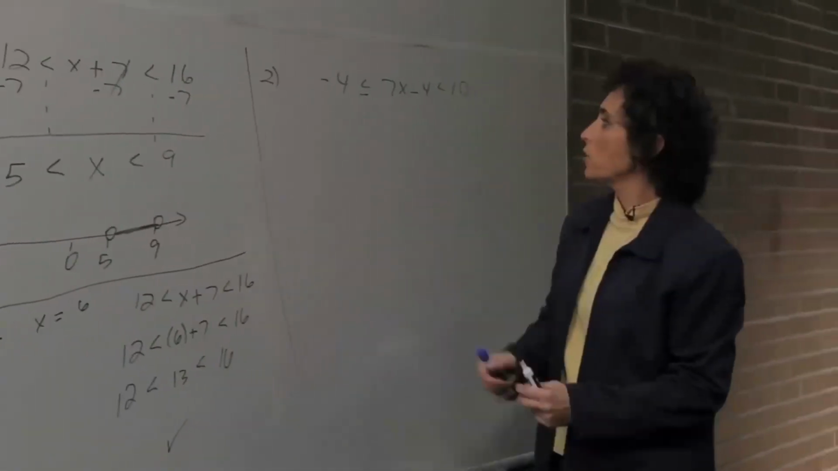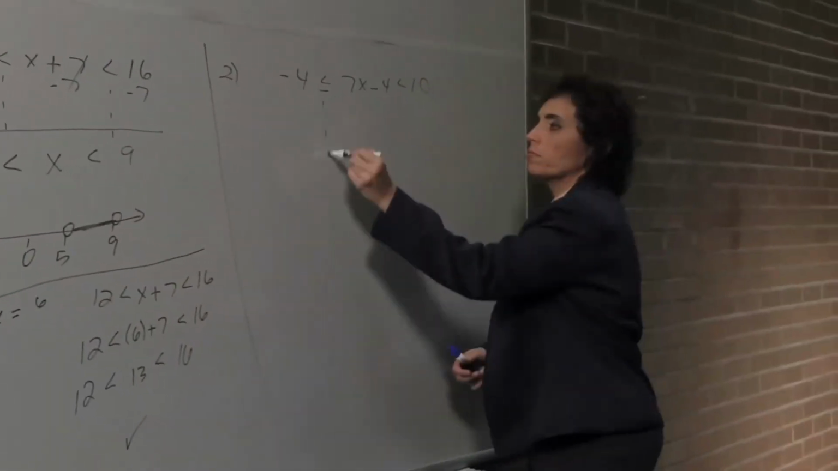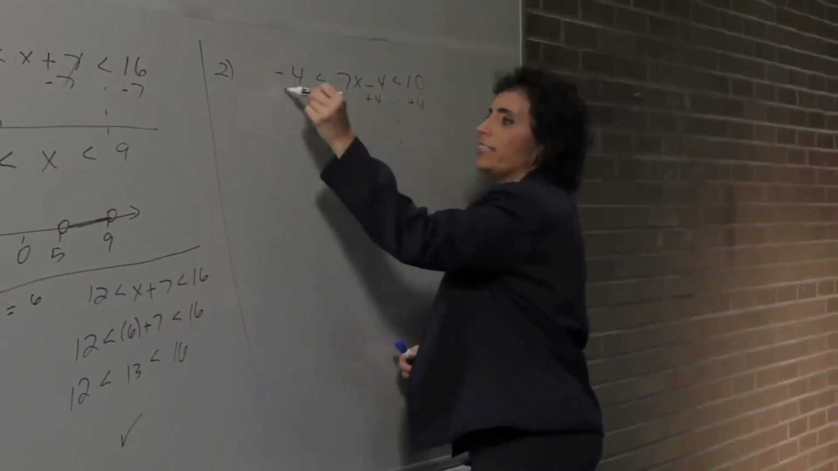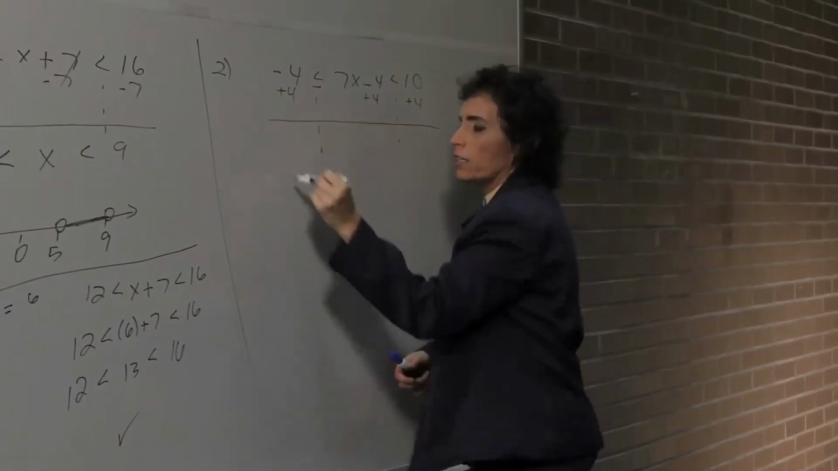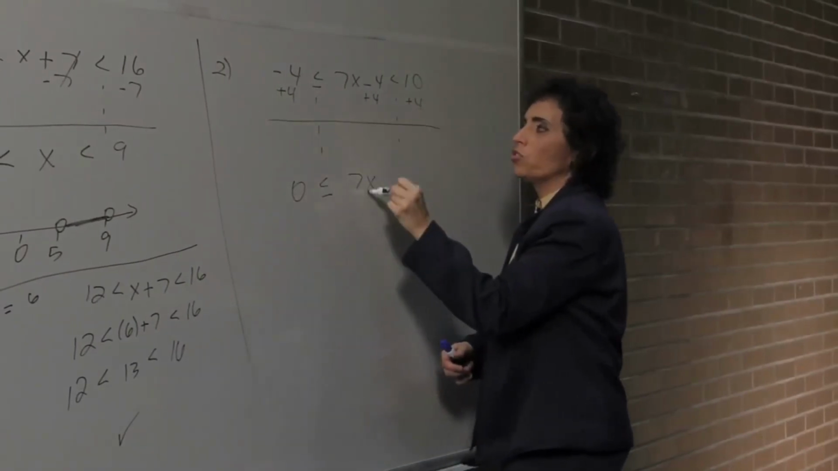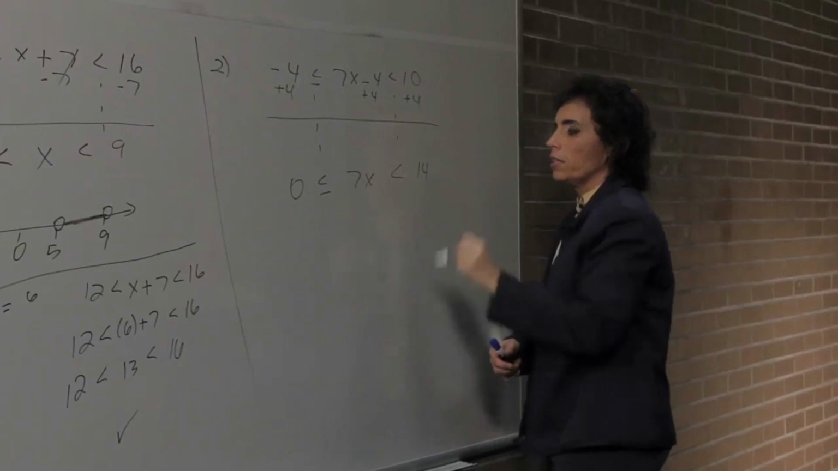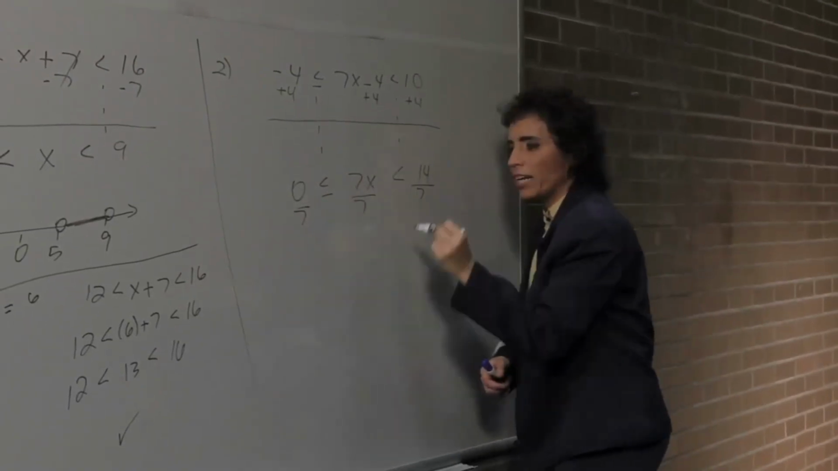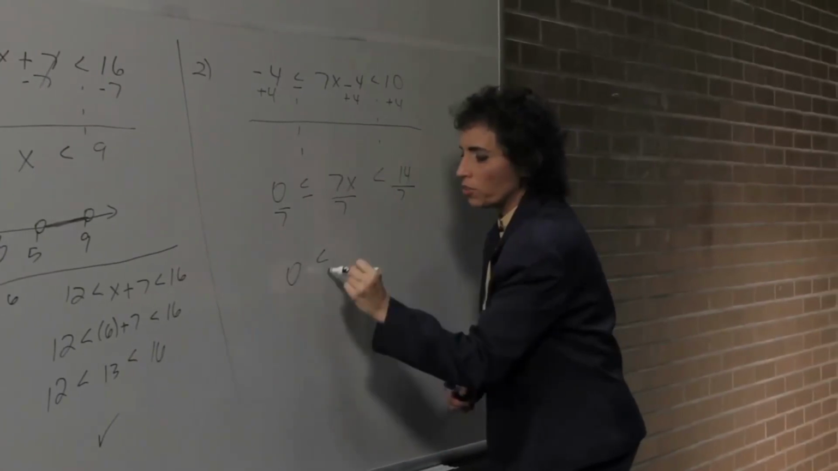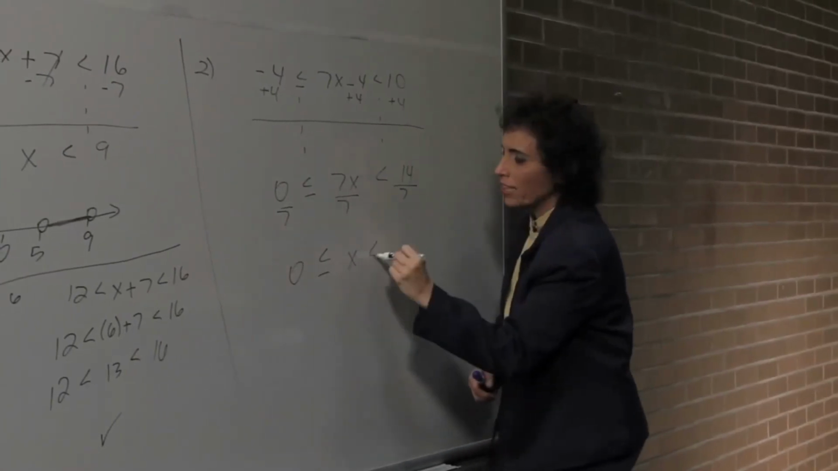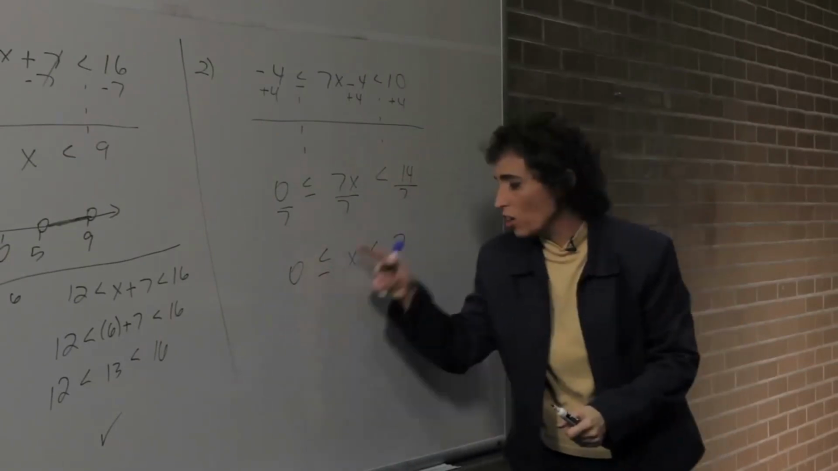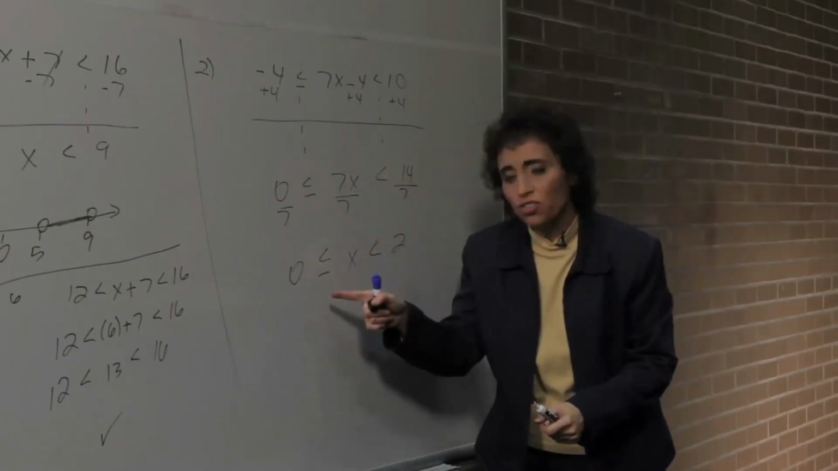Okay? Let's take a look at this one. A little harder. I have to add 4 to every place, every side. Don't leave a side out. It won't stay in balance. Okay, divide by 7. Look how nice, you're not getting fractions like me. 0 is less than or equal to x is less than 2. So all the real numbers between 0 and 2, including the 0.